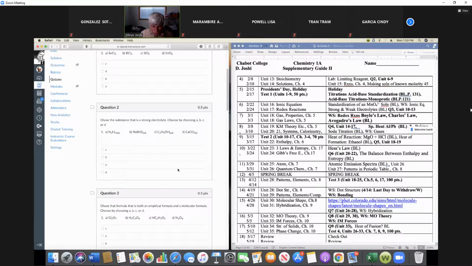Choose the substance that is a strong electrolyte. Once again, you need to have the definition of strong electrolyte in your head. Now, once in a while, you may not have a definition in your head, or you need to refer to it. You should know where to go and get this definition right away.